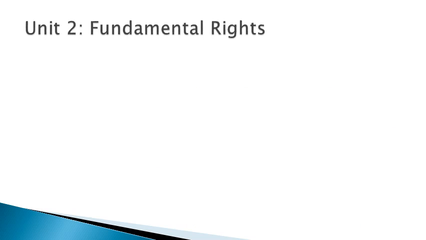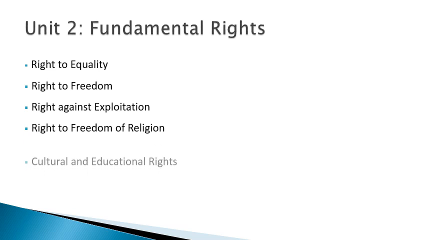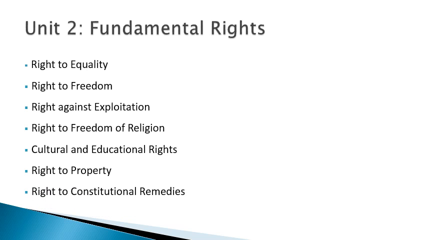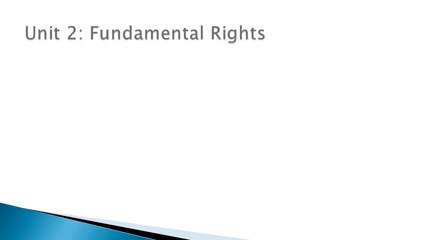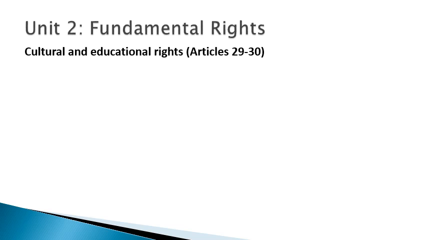We have already seen the unit. We have done the right to equality, right to freedom, right against exploitation, and right to freedom of religion. Now we are going to learn about cultural and educational rights, and after that, the right to property and the remaining right. We will start with the cultural and educational rights, which are under Article 29 and 30.